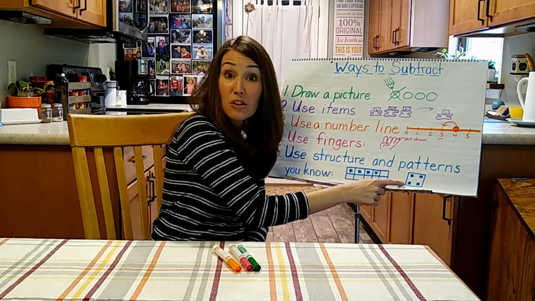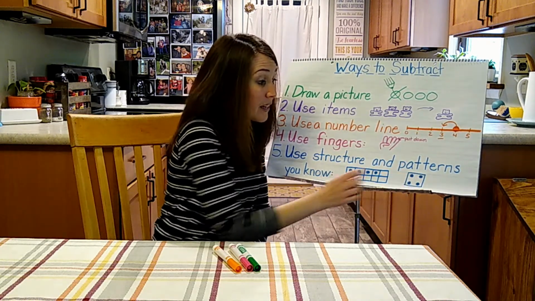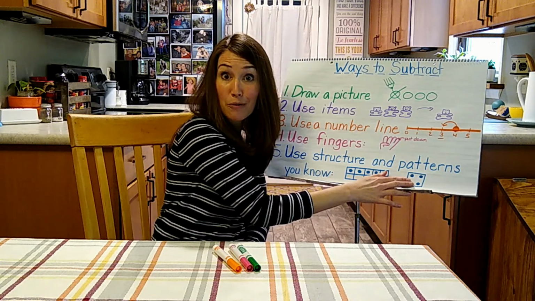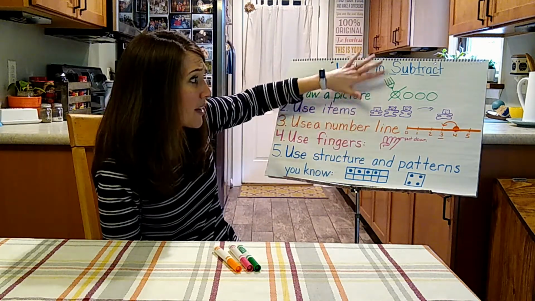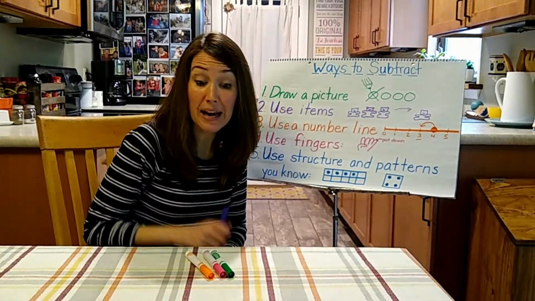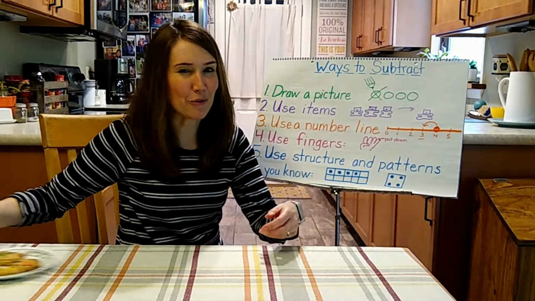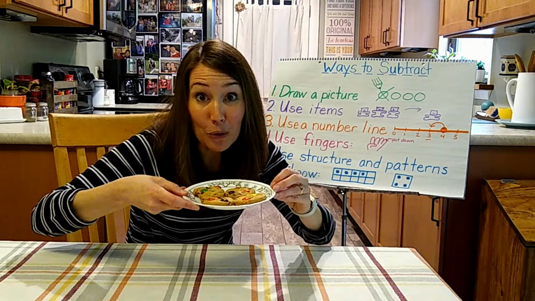Or we might imagine the structure of the dots on a dice. We know what 4 dots on a dice would look like. If we cover up one of them with our brain, how many would be left? 3. That's right. These are all strategies that we can use to subtract and to take away if we're not sure how many. But my favorite strategy for subtracting is to use food.